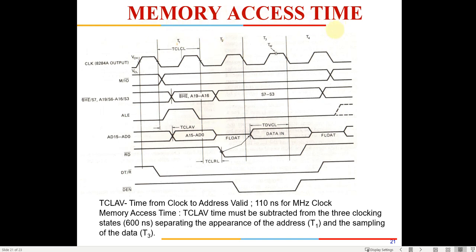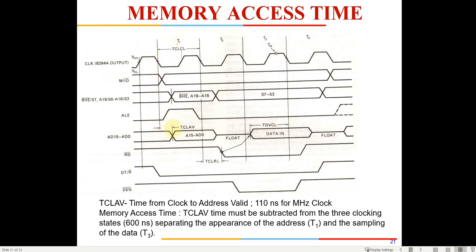This is something known as memory access time. If you see, once the 8086 places an address, once the clock cycle goes low, there is some time taken for the address to be placed onto the bus. From here, TCLAV stands for time from clock to address valid. This is the clock which is starting here, and this is the TCLAV.